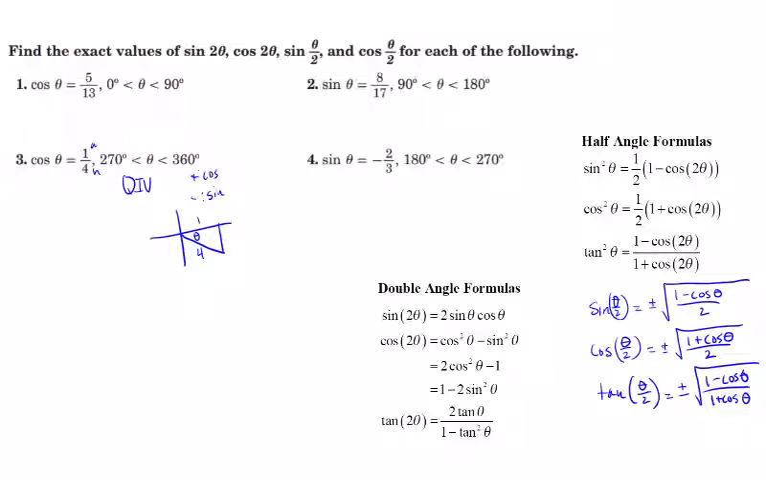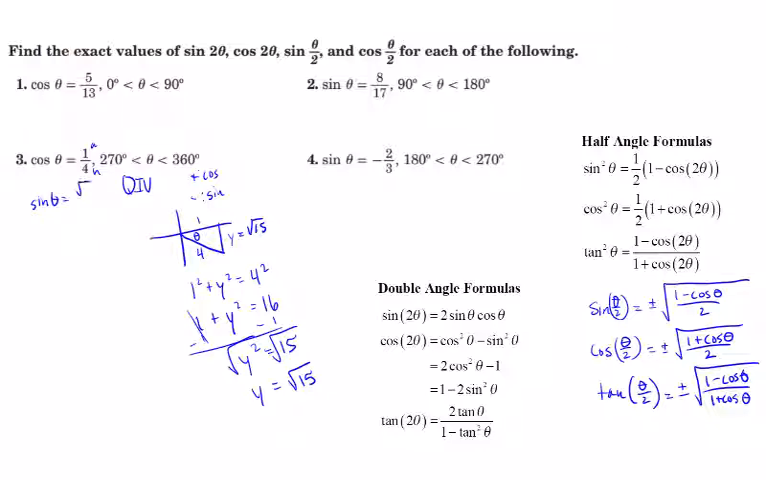So to find y, or this other side over here, we're going to do x squared plus y squared equals r squared, or a squared plus b squared equals c squared. And so we'll square the numbers, take away 1 from both sides. So we end up with y squared equals 15. Take the square root of both sides, so we get y equals root 15. That can't be simplified, right? So root 15 is what we put right here. And so sine is root 15 opposite over hypotenuse 4, okay?